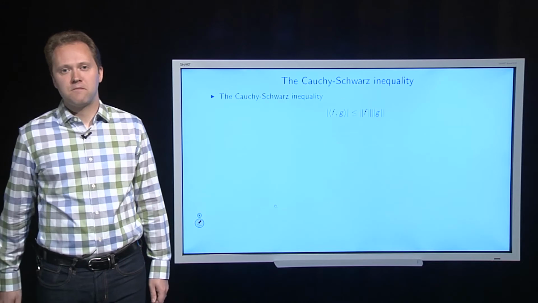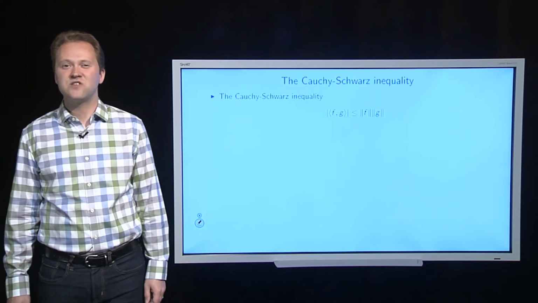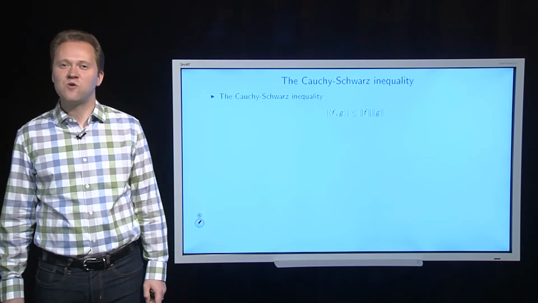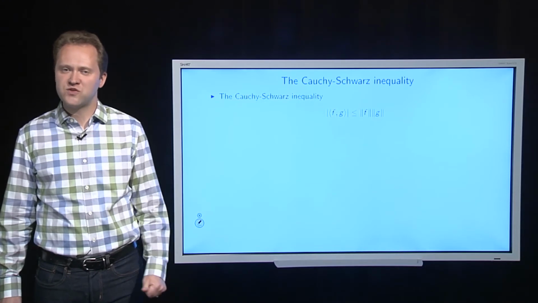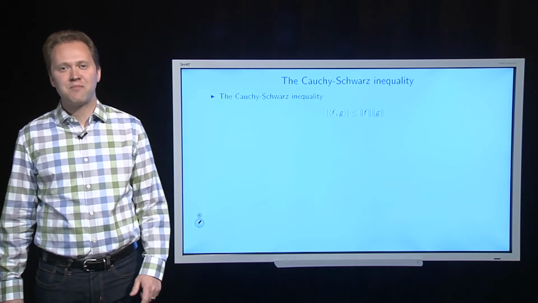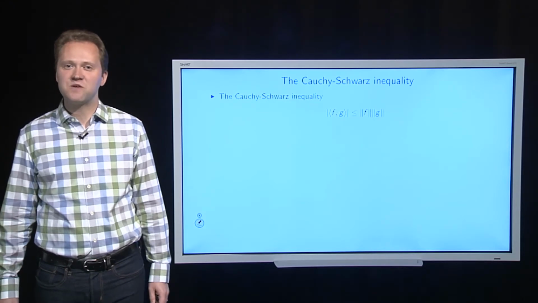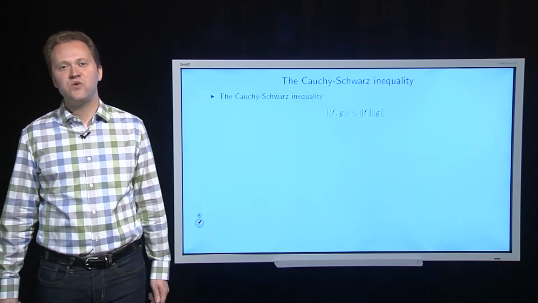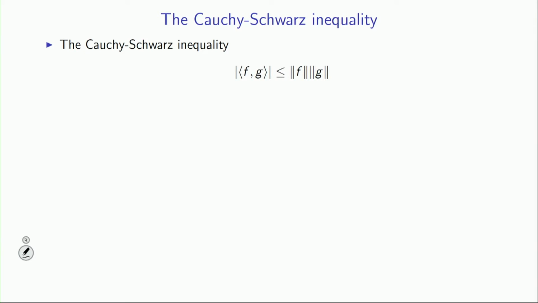Now, the tool to see that the triangle inequality is fulfilled is called the Cauchy-Schwarz inequality. A colleague of mine once told me that all good proofs in analysis have either the Cauchy-Schwarz inequality or integration by parts. So this is one of the most important tools in the toolbox of an analyst. So what does the Cauchy-Schwarz inequality say? It says that the magnitude of an inner product of two vectors is no more than the product of the magnitudes of the vectors.